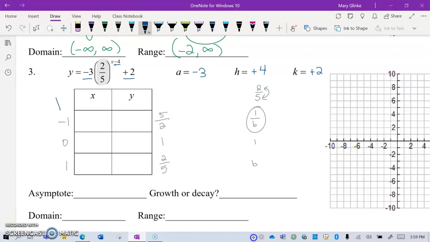So for your x values, you're always going to add h. In this case, we're going to move them all right 4. So we're going to add 4. That's a 5. For your y values, you're going to multiply by a and then add k. So for each of these, you're going to multiply by -3 and then add 2.